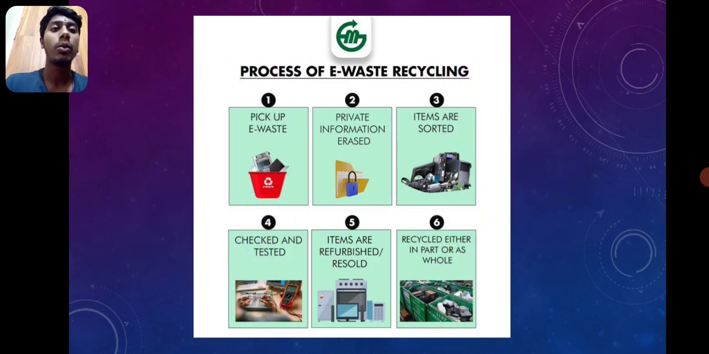Here we can see the process of e-waste recycling as a common method. First is the pickup of e-waste from different sites, and private information is erased, and items are sorted at one place, and then checked and tested, and the items are separated like circuit boards, plastics and so on. In the fifth step, items are refurbished and resold, and sixth, they are recycled either in part or as a whole, and then the recycled metals are sold as new.